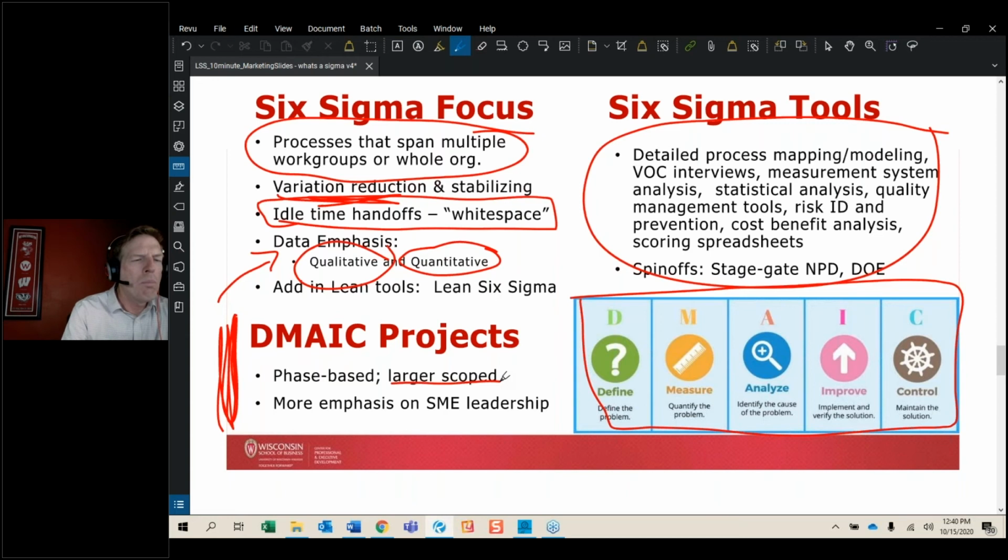And so more of these DMAIC style projects rely on a subject matter expert to come in and help process improvement teams. This is where you hear folks talk about their green belts or their black belts or their Center for Process Improvement and specialists coming in to help out.